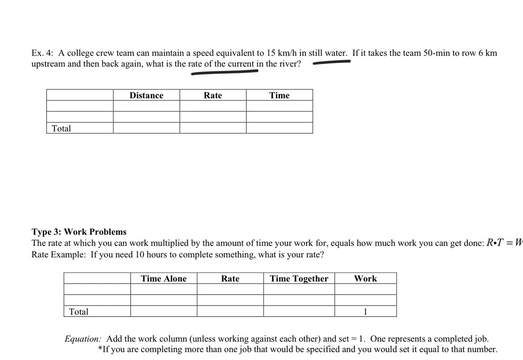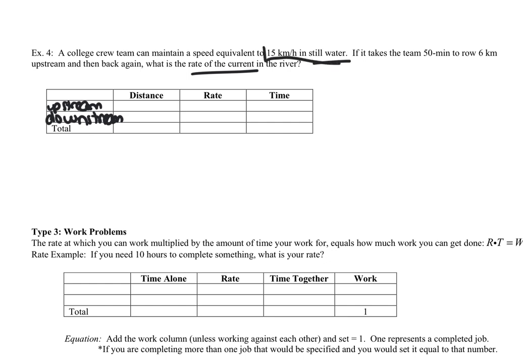So a college crew team can maintain a speed equivalent to 15 kilometers per hour in still water. It takes them 50 minutes to go 6 kilometers upstream. So let me write that down, upstream. And then back again would be downstream. Remember, upstream is going to be slower. Downstream is going to be faster.